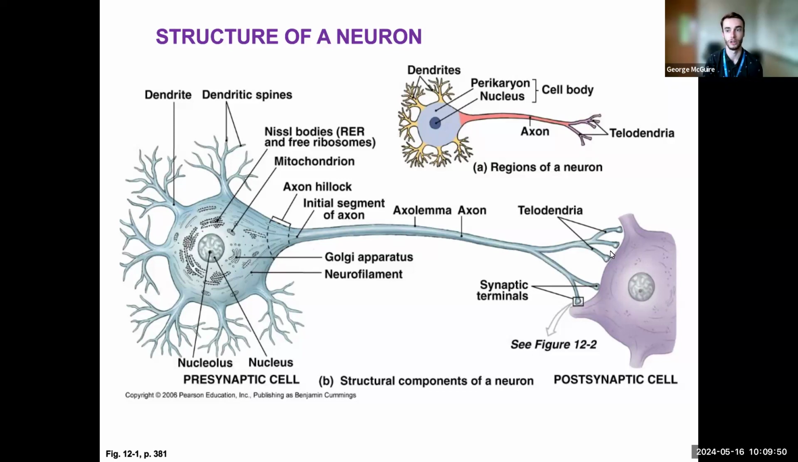So this is one cell. These are really, really long cells. One neuron could run the length of the tip of your big toe all the way up to your spinal cord, just above your sacrum. Okay, so that is a very long distance for one single cell to travel.